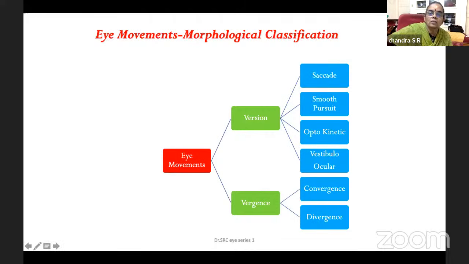Now to see the summary, you have eye movements, versional movement, and vergence movement. Disconjugate is vergence, that is convergence or divergence. Version is conjugate, that may be saccade, smooth pursuit, optokinetic or vestibulo-ocular. That means both eyes are participating with the same interest. Saccade moves the right eye to the right and the left eye to the right. Smooth pursuit moves the right eye to the right and the left eye to the left slowly. That is version, that is conjugate movement. So under conjugate version movements are saccade, smooth pursuit, optokinetic movement, and vestibulo-ocular movement. And vergence movement is convergence or divergence.